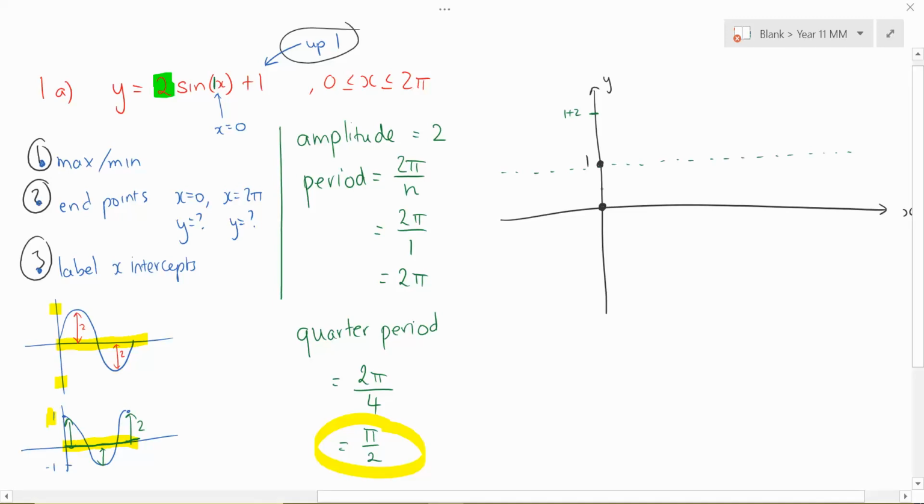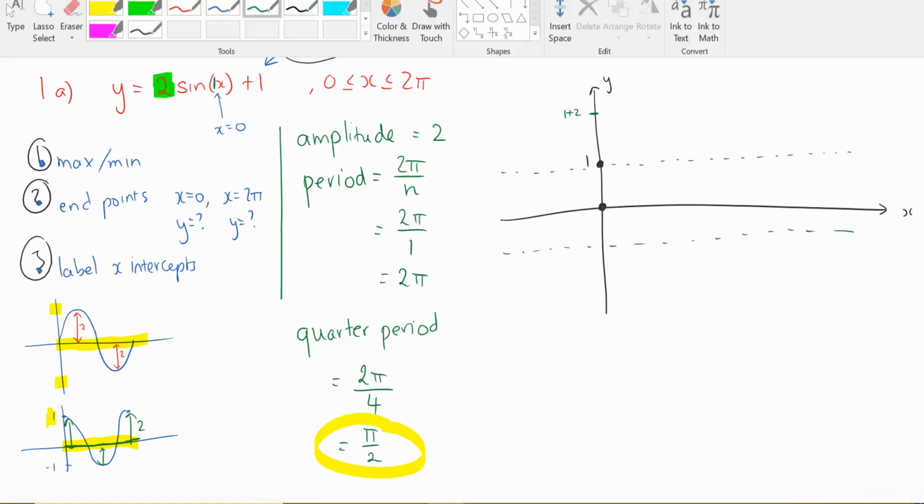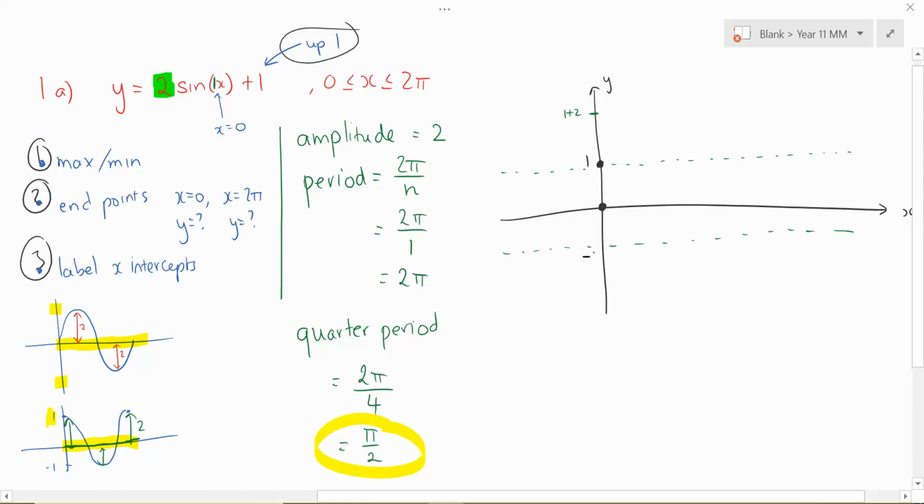Now, I'm just trying to remember why that doesn't seem to make sense. What have I done wrong? Amplitude is 2, and you shift up by 1. So it should be -1 for this spot here. So this is -1. Here we go.